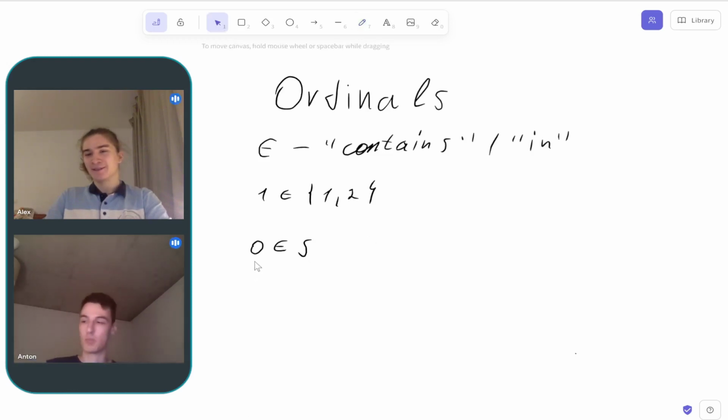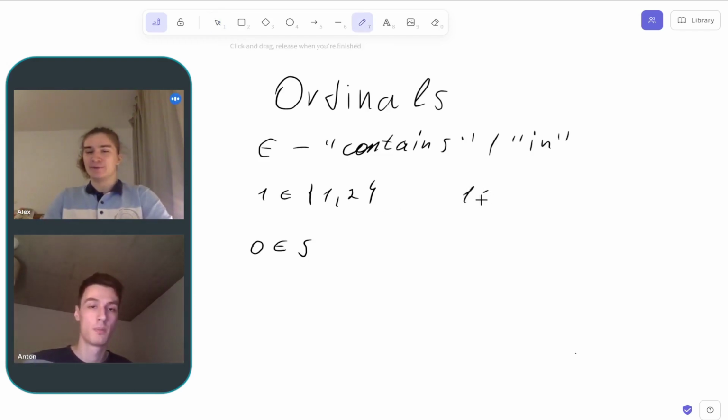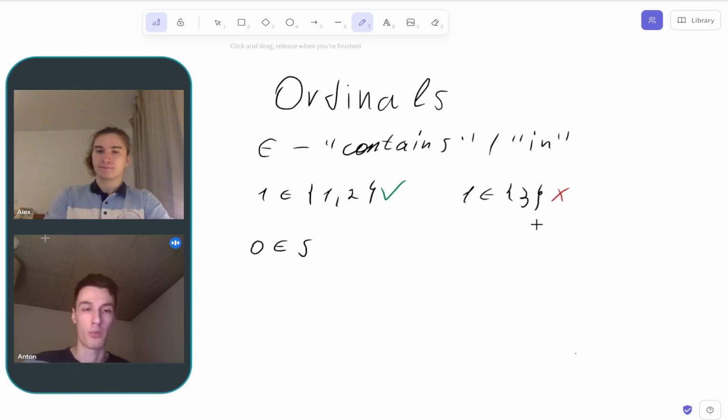Okay, and that contains symbol gives true or false. If true, then you can just write it. The phrase "one is in the set {1, 2}" is true, so you just write that. Here we have the correct statement, and here we have an incorrect statement, but both of them are valid, in a sense that you can write them down, right? Probably they won't be true, but you can write them.